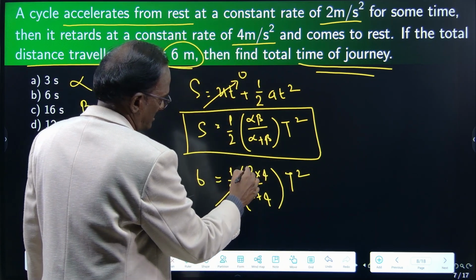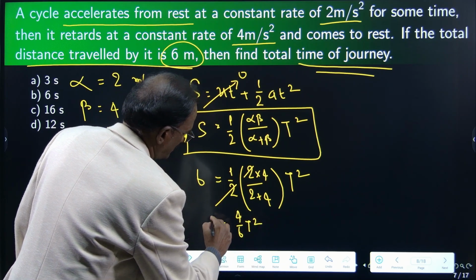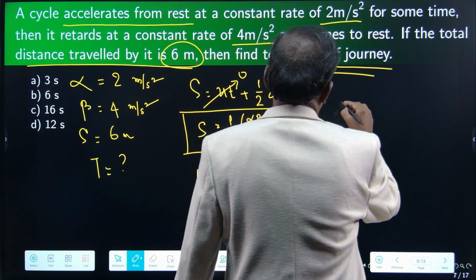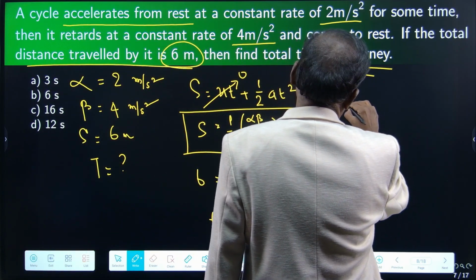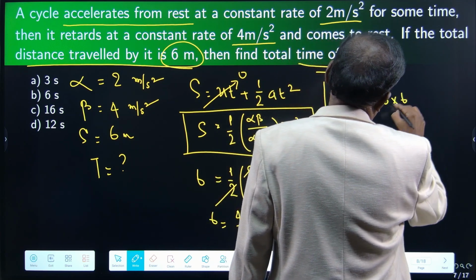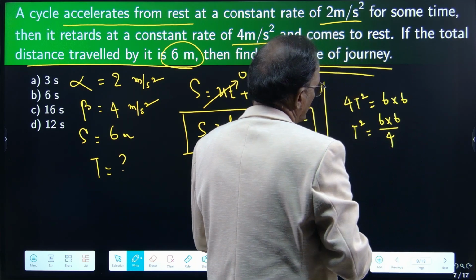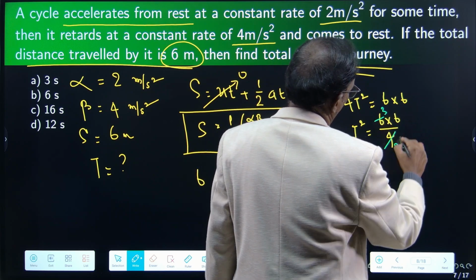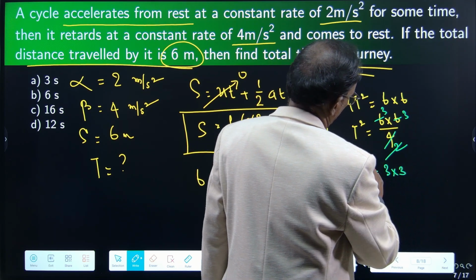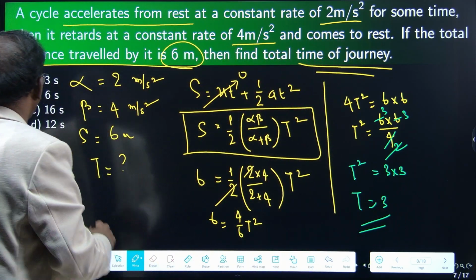So the 2 is cancelled. So this is 4 by 6 T square. 6 is equal to 4 by 6 T square. So 4 T square is equal to 6 into 6. T square is equal to 6 into 6 divided by 4. So this is 2, this is 3, this is 2 and this is cancelled. So this is 3 into 3, T square, and T is equal to 3. 3 seconds is the answer, option A.